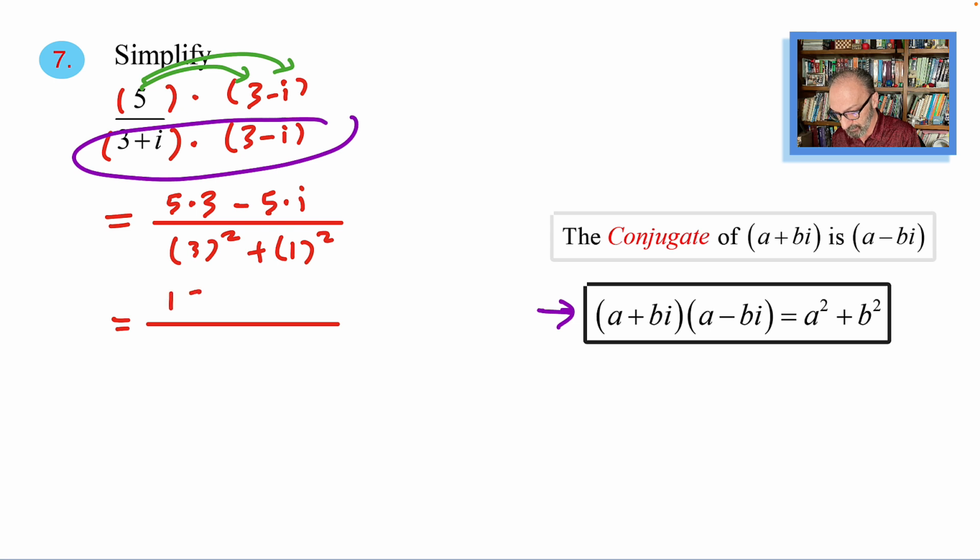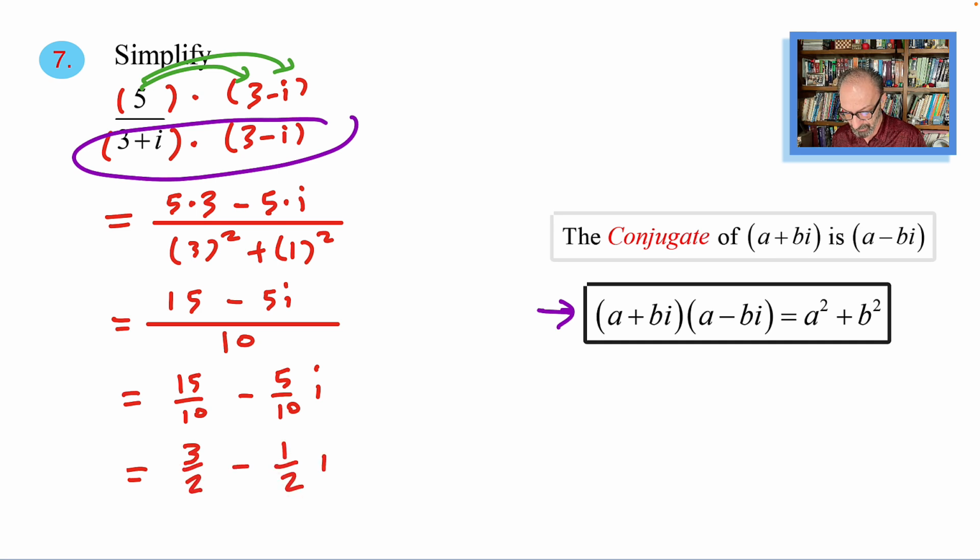I have 15 minus 5i over 3 squared, which is 9, plus 1 squared, which is 1. 9 plus 1 is 10. Using the distributive property, we have 15 over 10 minus 5 over 10i, which reduces by dividing by 5 everywhere. We have 3 over 2 minus 1/2 i. And that's number 7. Number 8.